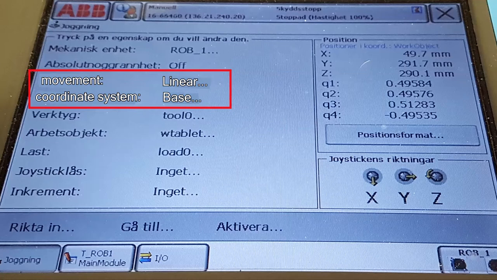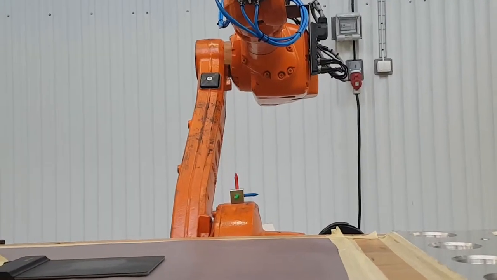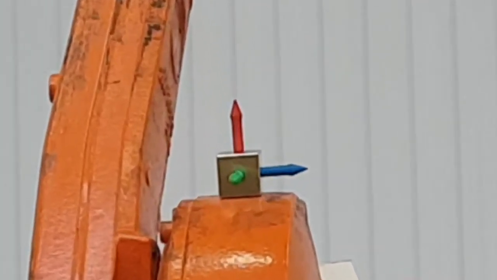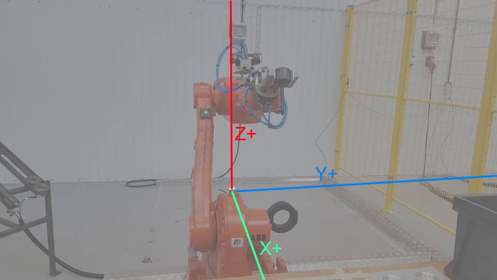Quite good. The flex pendant I use is in Swedish, so I will put English text over so you can understand. You need to use the linear movement type and the base coordinate system. If we look at the coordinate cube that I have placed on the robot and we trace the lines in the different directions the cube shows, we can see the directions in which the robot will move in linear mode.